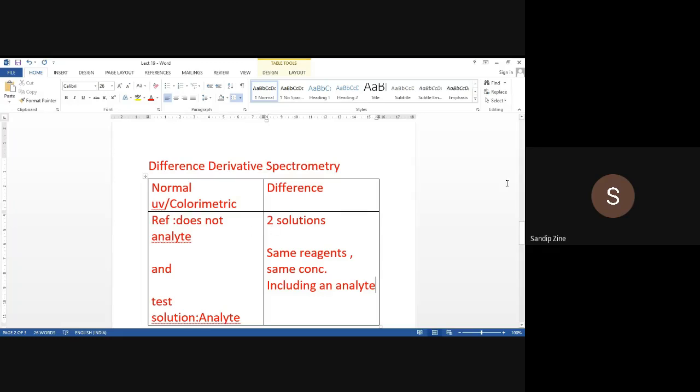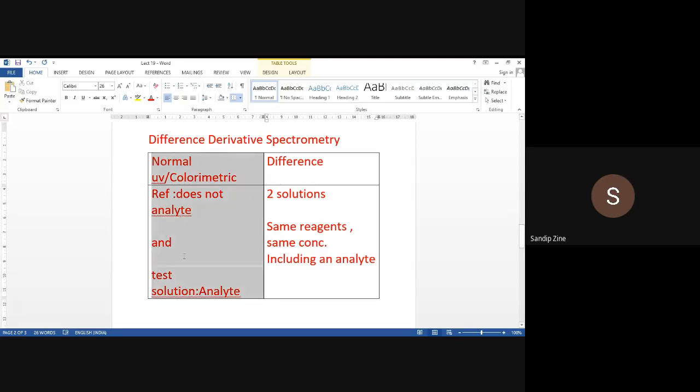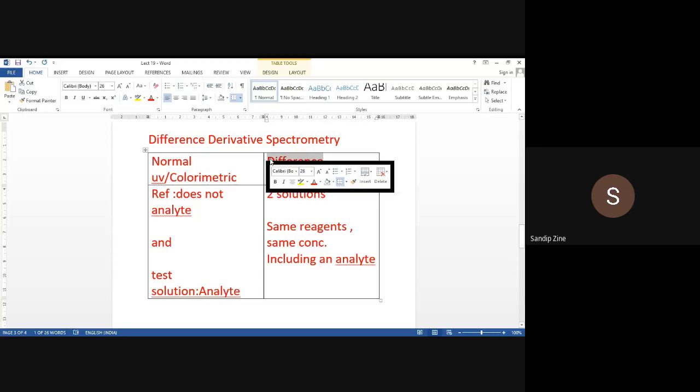Are you observing the difference between the normal and the difference method? This is the normal method, and in the difference method two solutions are there. Here also two solutions are there, but in the normal method the analyte is not present in the blank or reference. In difference spectrometry, same reagents, same concentrations, including an analyte. So what is the difference then? Can anyone put logic here? What will difference spectrometry be then?